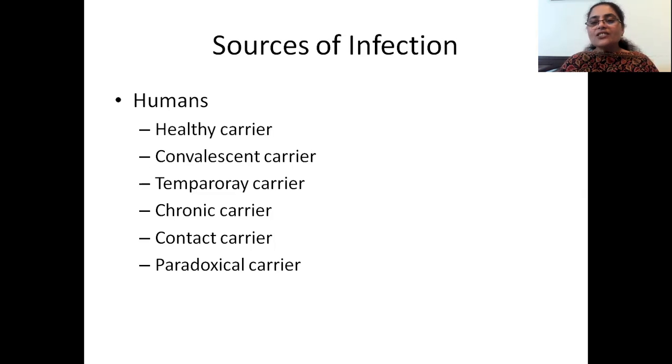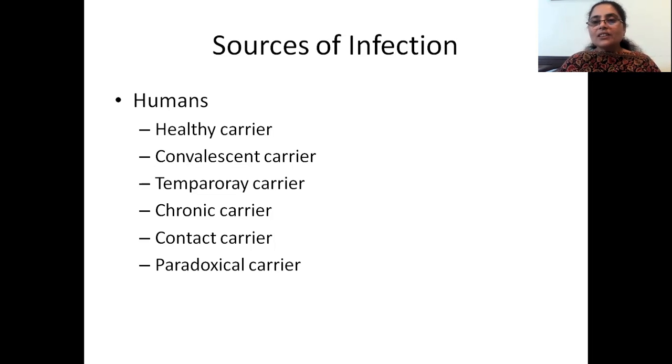Temporary carriers are the carriers who have the disease for 6 months. They have microorganisms residing in them, replicating, but they will be there for 6 months only. So they are the temporary carriers. Chronic carriers can carry the microorganism for more than 6 months, even for n number of years. Contact carriers came in contact with a person and transferred it to another person. Paradoxical carriers are the ones who were treated and are out of the disease, and then again they get the disease and can transfer it to others.